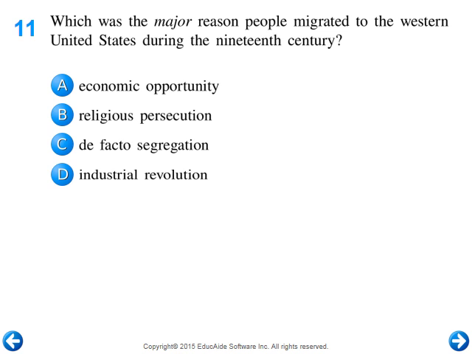B, religious persecution. No, we weren't really persecuting any particular religious groups. I mean, maybe the Mormons could make that claim, but that's a very small group. A, economic opportunity. If you look throughout U.S. history, people move according to where they can find a job. It was no different with the whole Western expansion. Okay, people moved to the West for chances to make money.